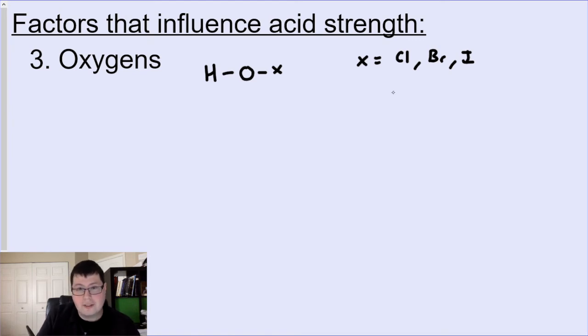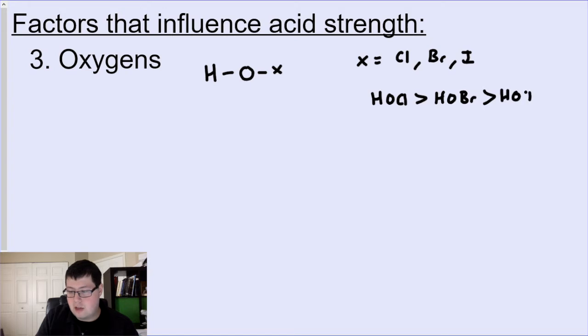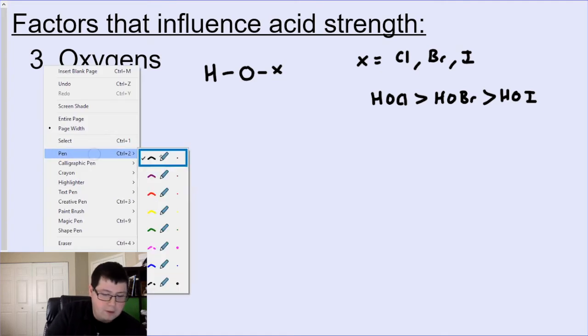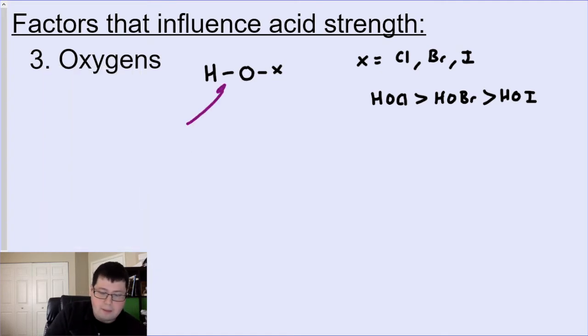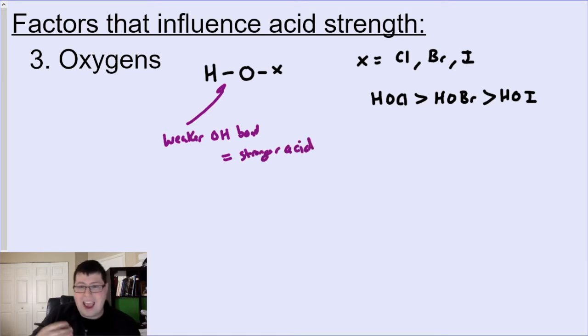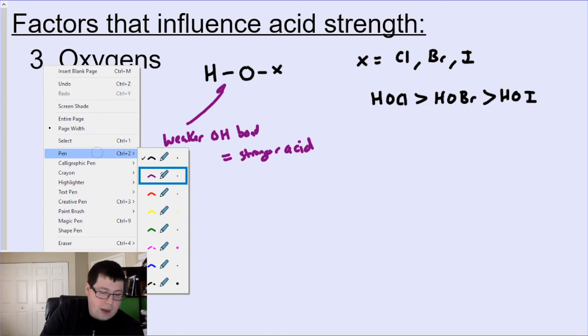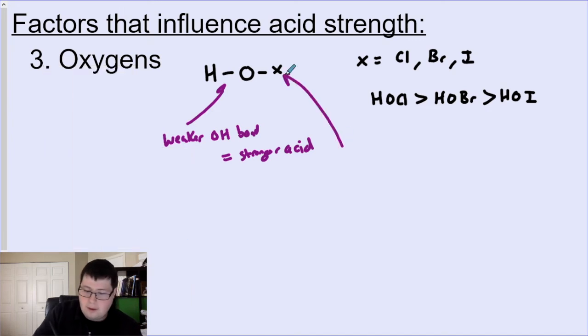Looking at the acid dissociation constants, we saw that HOCl was a stronger acid than HOBr, which was a stronger acid than HOI. We want to think about why that is. Well, again, just like we saw in example 2, to be a strong acid, a weaker OH bond equals a stronger acid. And so anything that's going to weaken this HO bond is going to increase the strength of the acid. And the way to weaken this bond is to have X be a very electronegative element.